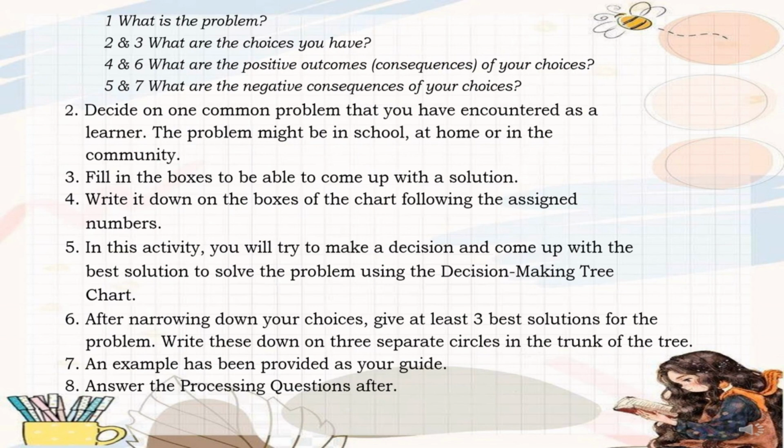5. In this activity, you will try to make a decision and come up with the best solution to solve the problem using the decision-making tree chart. 6. After narrowing down your choices, give at least 3 best solutions for the problem. Write these down on 3 separate circles in the trunk of the tree. 7. An example has been provided as your guide. 8. Answer the processing questions after.